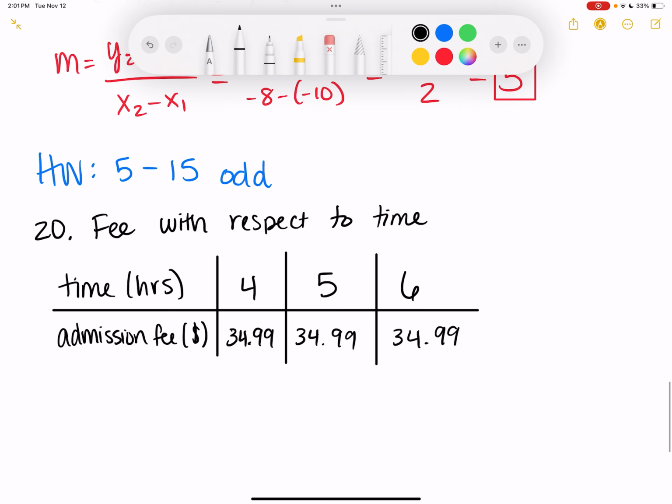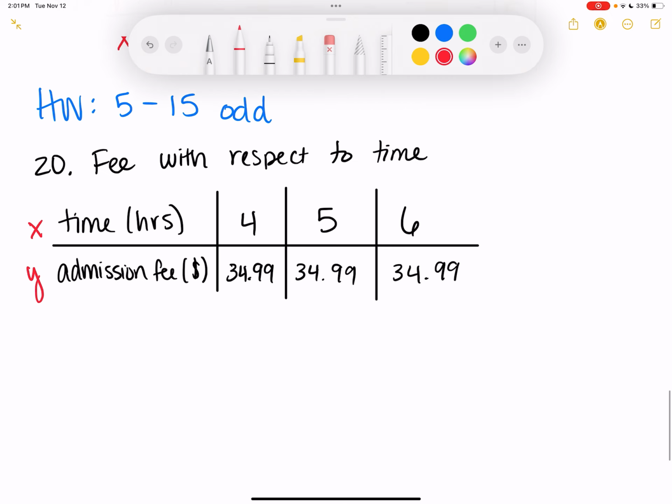So, admission fee is going to be Y. And time is going to be X because we're looking at basically the price with respect to time. And so when we look at our slope, we're looking at Y with respect to X. That's how we would talk about slope. So I can choose any of the points that I want to use. So I can use 4 to 5, 5 to 6, 4 to 6. It doesn't matter. I'm going to do 4 to 6.